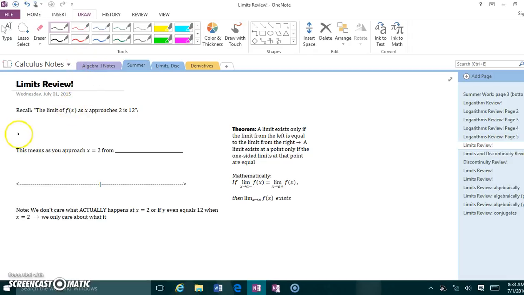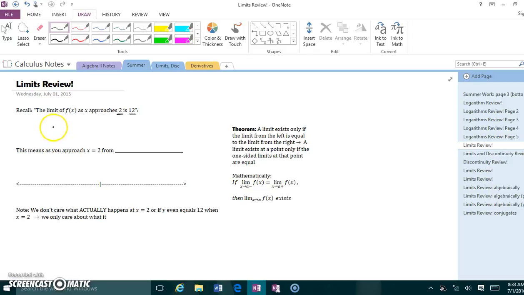Okay, so let's get right to it. This one is just going to be a quick review of limits in general. So the way we talk about limits, the general way we say it is the limit of f of x as x approaches 2 is 12. Now in this case, I'm just plugging in 2 and 12 here just so we have numbers to work with.